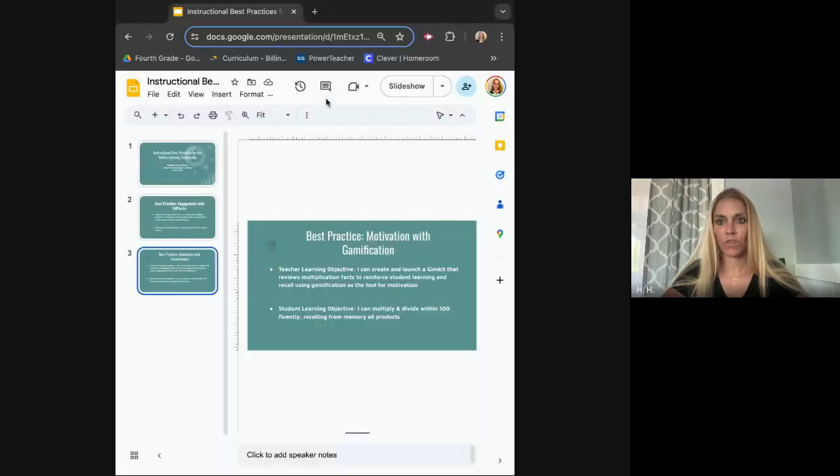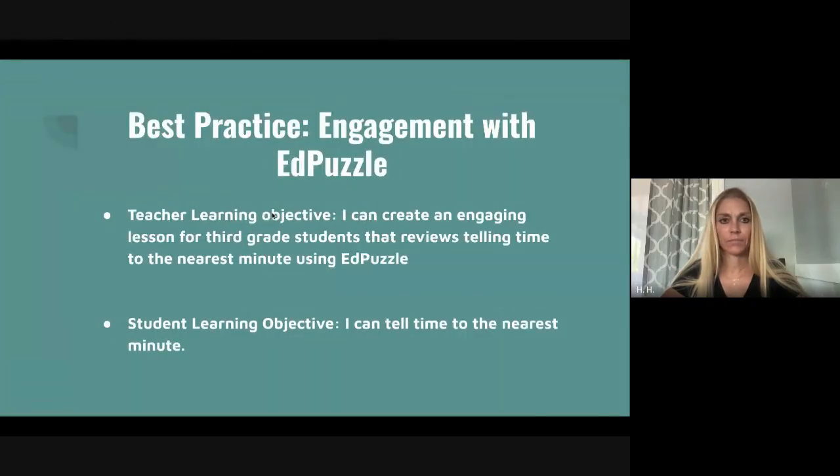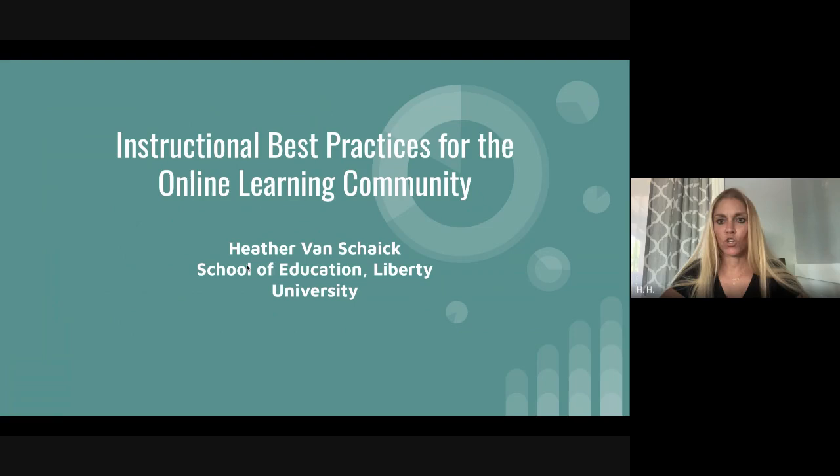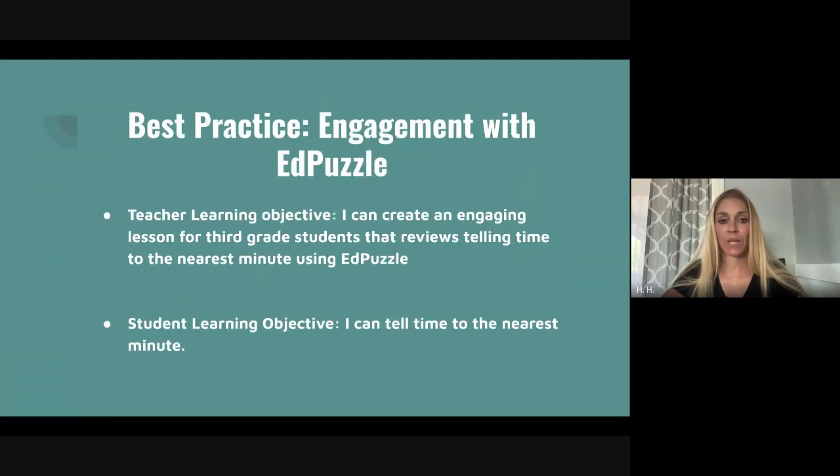Okay, and then very quickly, we're going to review what those two best practices that we're examining are. The first one will be engagement, and we're going to be using a program called Edpuzzle. Your teacher learning objective is to create an engaging lesson for third grade students that reviews telling time to the nearest minute using Edpuzzle. And the student learning objective is telling time to the nearest minute.